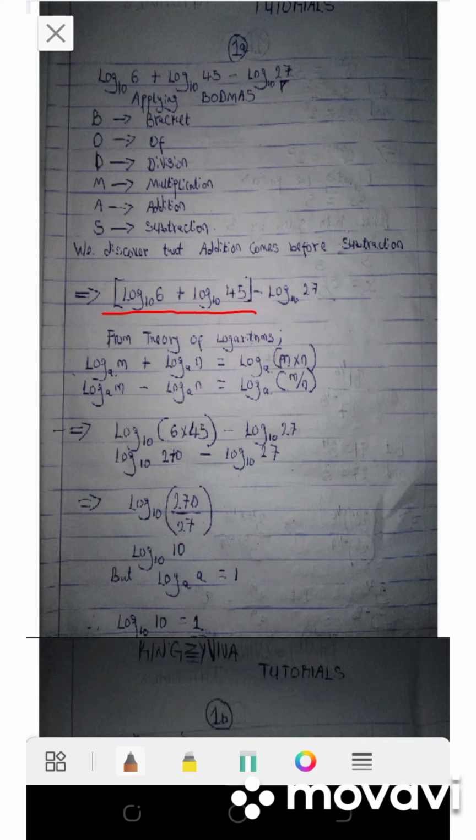Now, from my theory of logarithms, if you have logarithms in the same base, say A, log m base A plus log n base A will be equal to log m times n in base A. That's the law of logarithm. We also have that log m to base A minus log n to base A will be log m divided by n to base A. So these are the two laws we'll be applying in this very question.